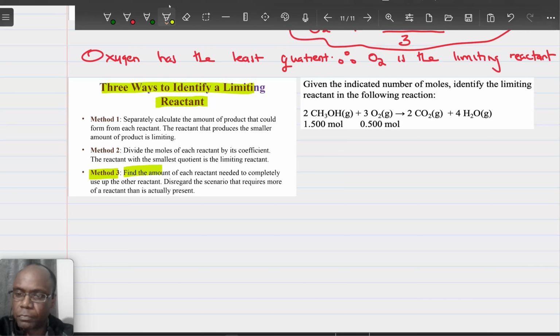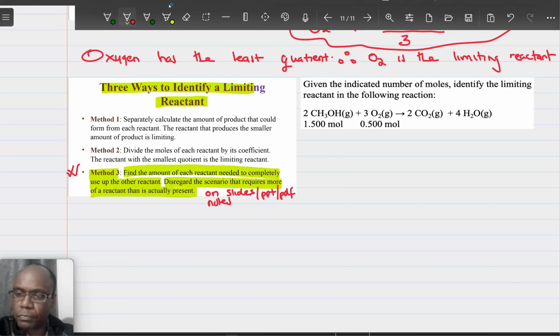Now we are on method 3 of finding the limiting reactant. Method 3 reads, find the amount of each reactant needed to completely use up the other reactant. Disregard the scenario that requires more of a reactant than is actually present. This method is actually what we have on our slide, in our PowerPoints or in our PDF or in our notes. It's this method 3, where you find the amount of each reactant needed to completely use up the other.